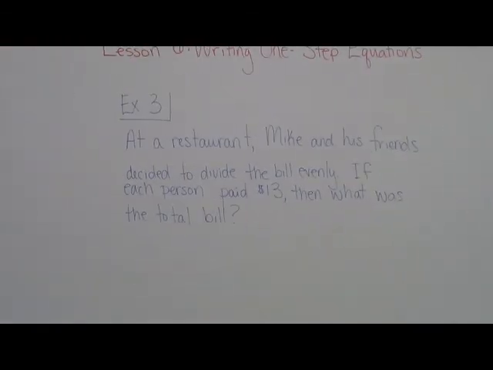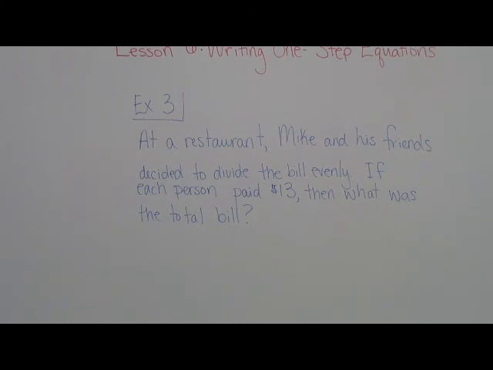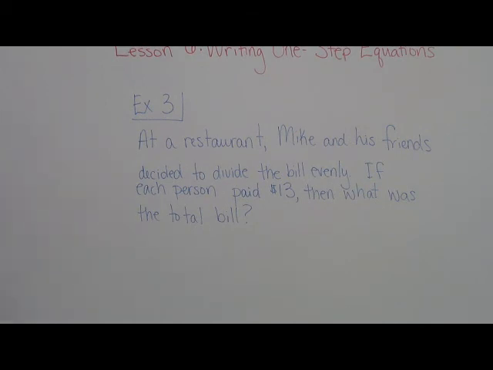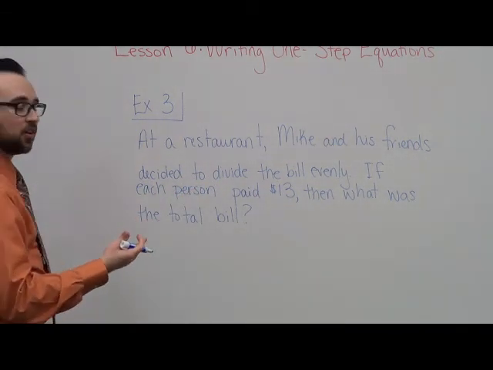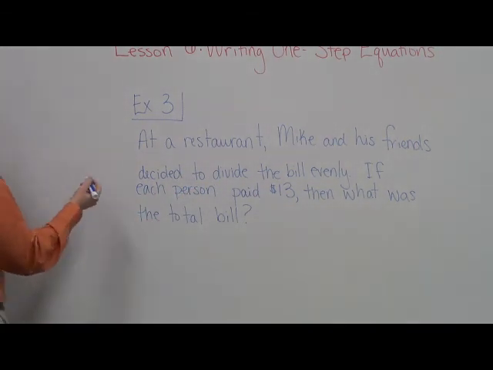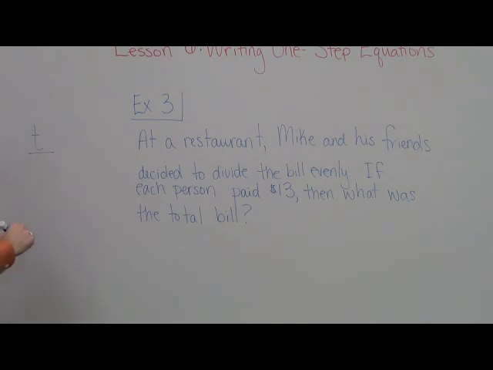Alright, example number 3. It says at a restaurant, Mike and his friends decided to divide the bill evenly. If each person paid $13, then what was the total bill? So here, the key word would be they divided it evenly, and the result was then $13. So what we want to figure out is how much is the total. So we figured out that we have some kind of a total, and we divided it by, actually that should tell us how many of his friends.